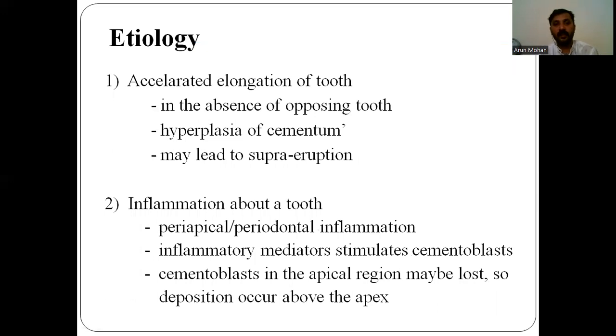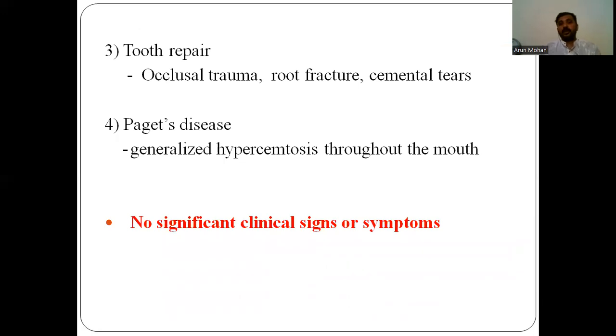The important etiological factors which can cause hypercementosis include accelerated elongation of the tooth. If there is an absence of an opposing tooth, supraeruption of a tooth can occur. Supraeruption is an abnormal accelerated eruption of a tooth, which is often accompanied by elongation of the root. So this can lead to hypercementosis. Then periapical or periodontal inflammation, where various inflammatory mediators are involved around the apical region of the root, can lead to activation of cementoblasts and production of more cementum, leading to hypercementosis. Tooth repair, again, when the root tries to compensate for occlusal trauma, root fracture, etc., and starts producing cementum very rapidly, can lead to hypercementosis.